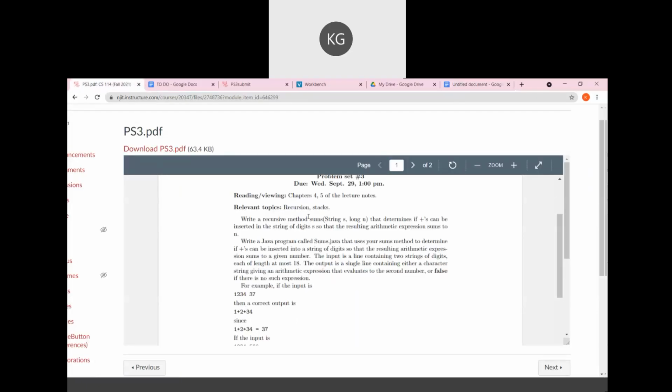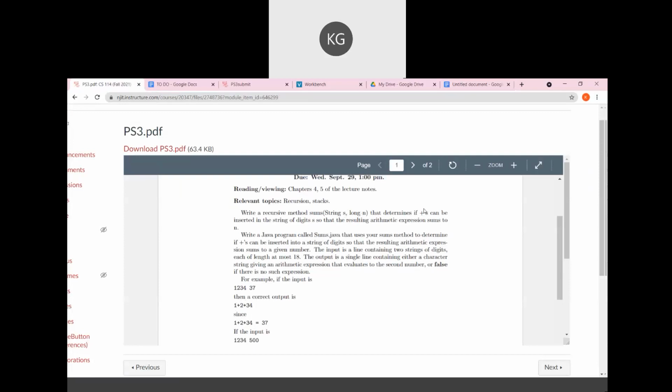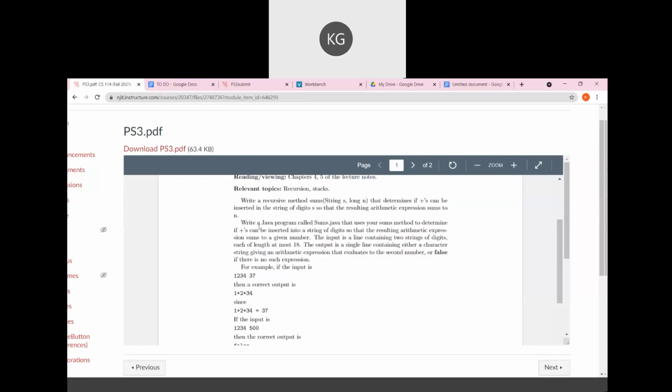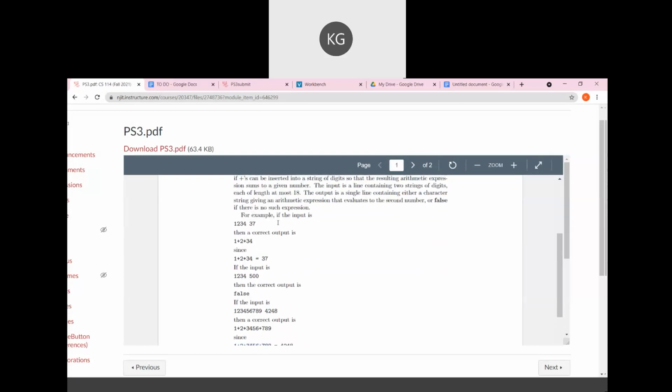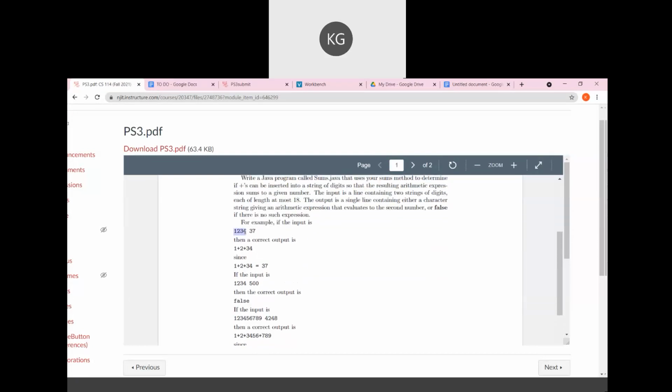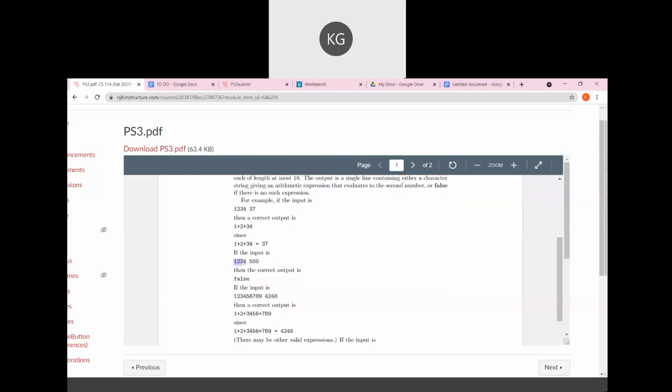Okay, so write a recursive method sums that takes in a string s and a long n that determines if plus symbols can be inserted in the string of digits s so that the resulting arithmetic expression sums to n. So then they give us some examples here. 1, 2, 3, 4, and 37. And then to get to 37, we could put a plus here and a plus here. And then we would get 1 plus 2 plus 34 is equal to 37. And there's some scenarios where no matter where you put pluses, you're not going to get the output.